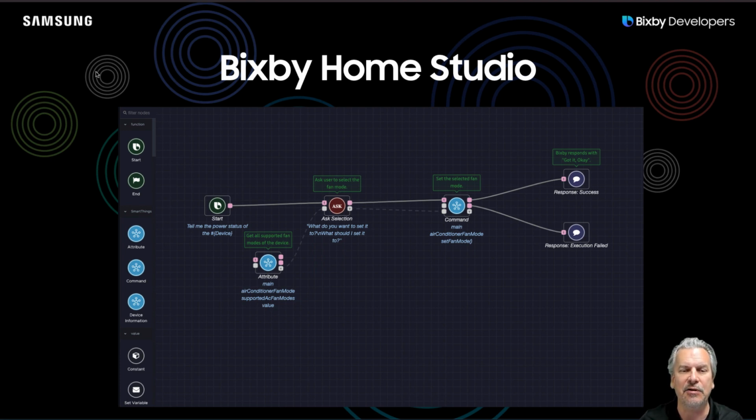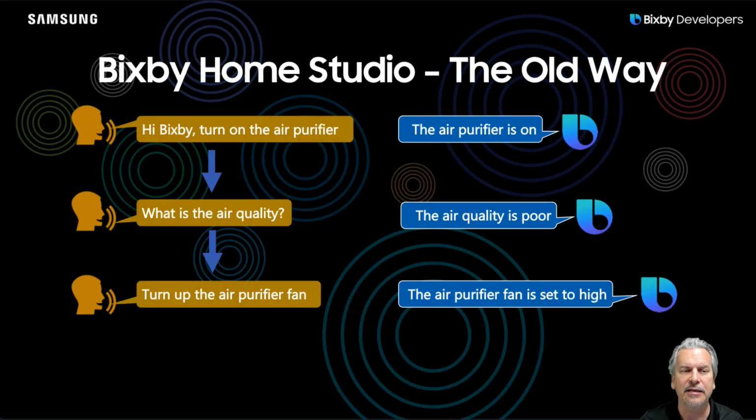Let's take an example. The old way of doing things would be something like this. You'd say, "Hi, Bixby, turn on the air purifier." Bixby would get that request, identify it was the air purifier, call SmartThings, and it would turn the air purifier on. Then you might say something like, "What's the air quality?" Bixby would get the request, query through SmartThings the air purifier, which would return back the air quality.